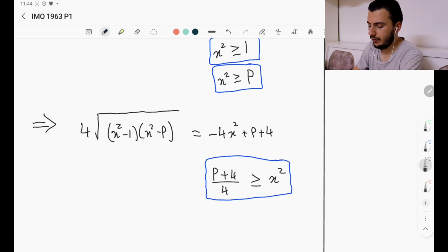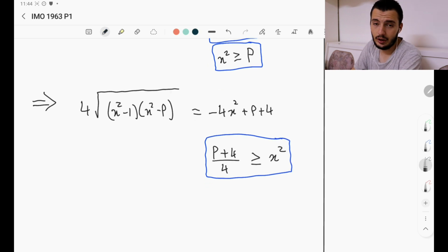Alright, so now we're done with our conditions. Now we can square and proceed with solving the equation. Now you will tell me, okay, how will you solve it? Here, if you square, this will be degree 4. Can we solve a degree 4 equation?